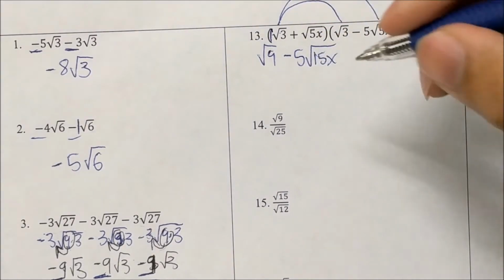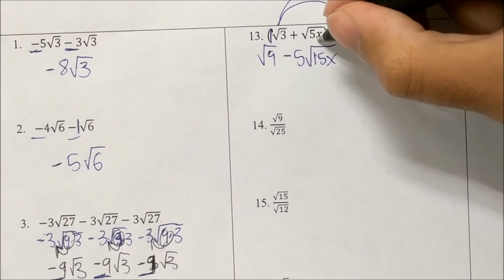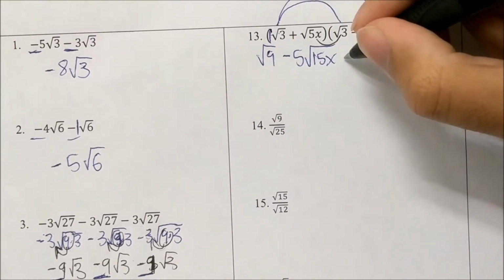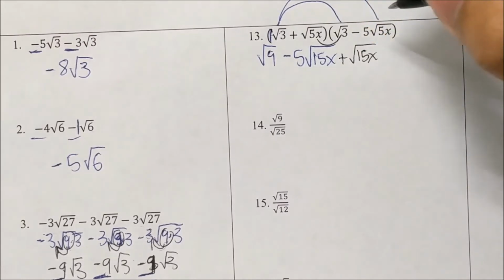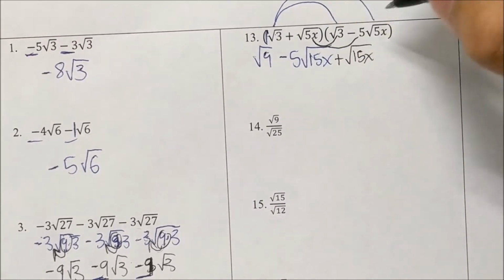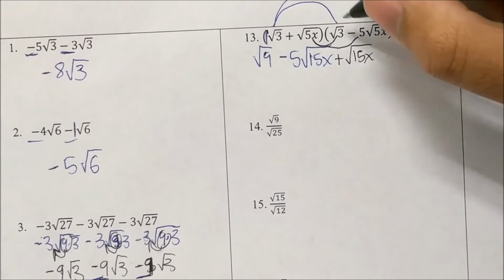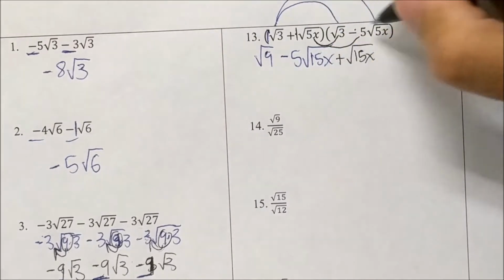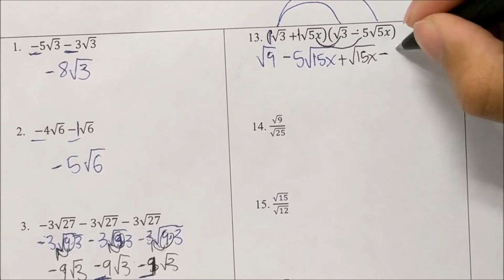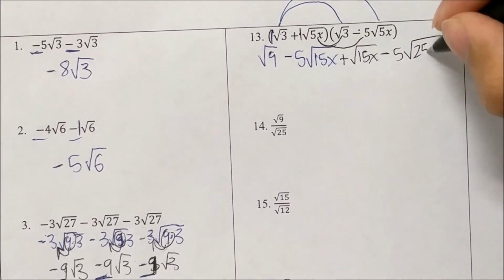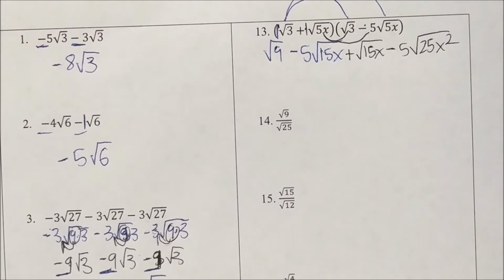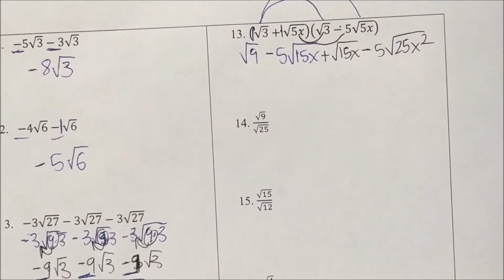Okay, so then radical 5x times radical 3 is radical 15x. And then radical 5x times negative 5, radical 5x. Multiply the coefficients first. 1 times negative 5 is negative 5. Radical 5x times radical 5x is radical 25x squared. Okay, so some of these can simplify.